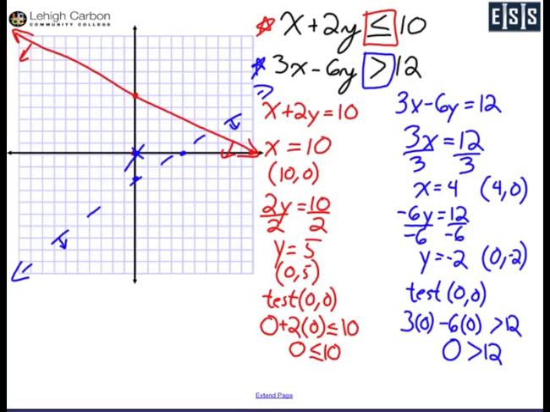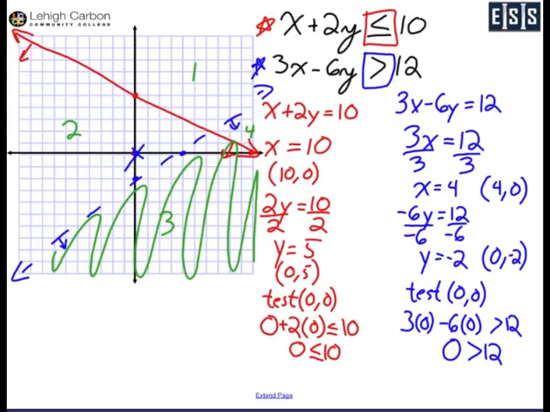If I look, I have 4 areas on my graph. 1, 2, 3, 4. Because I have 2 lines that cross, I end up with 4 areas. The red line I'd be shading into areas 2 and 3. The blue line I'd be shading into areas 3 and 4. What's common between them is area 3. That is my solution area.